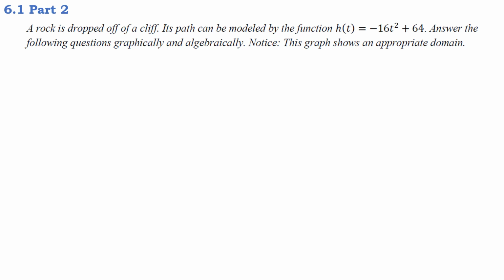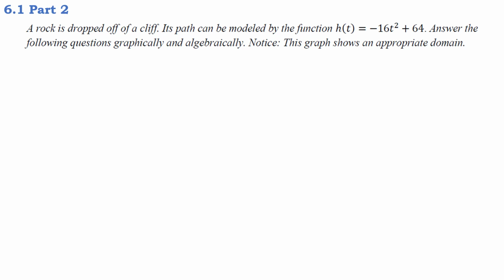Right, so we're going to take on 6.1 part 2 here and continue talking about applications dealing with our quadratic functions. A rock is dropped off of a cliff. Its path can be modeled by the function h of t equals negative 16t squared plus 64. We're going to answer the question graphically and algebraically.